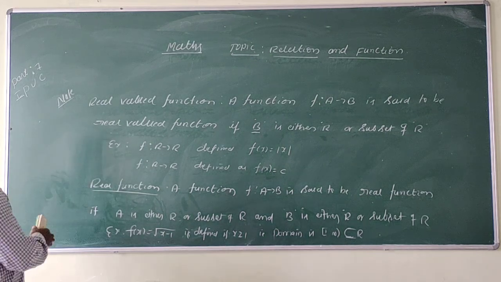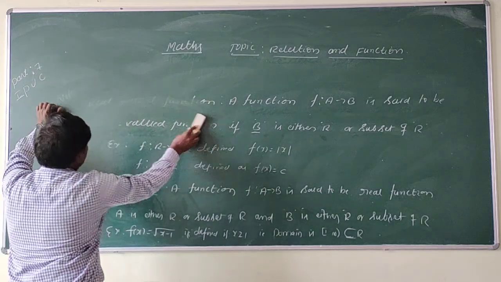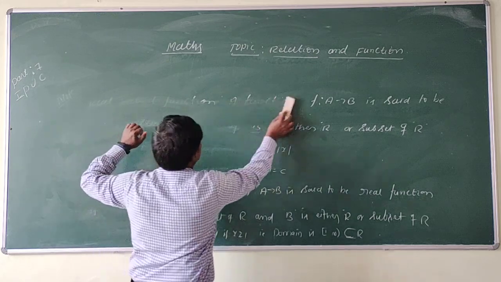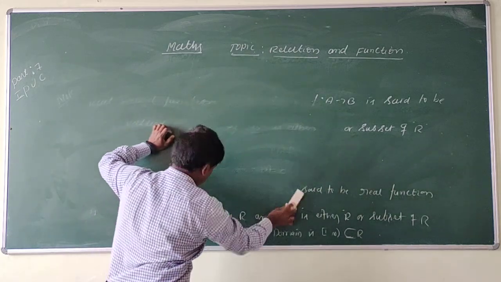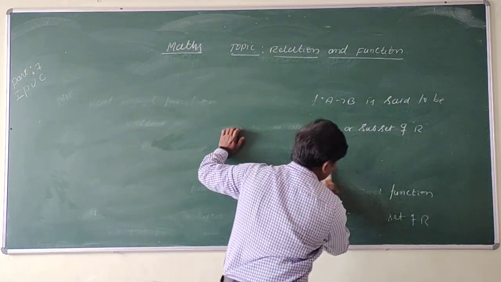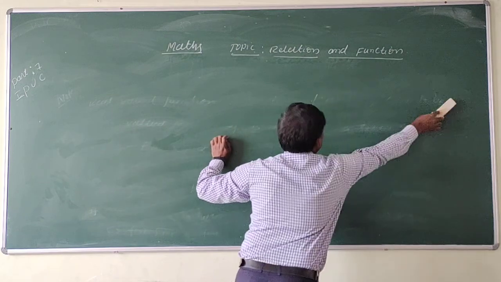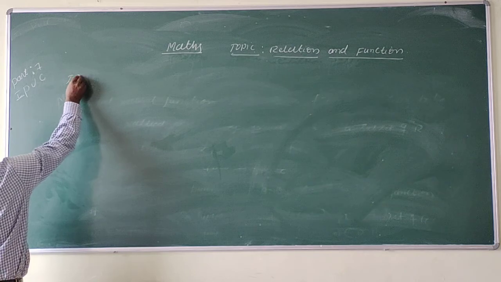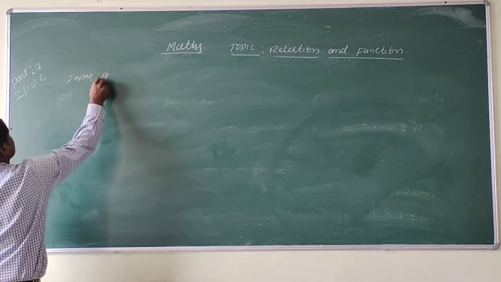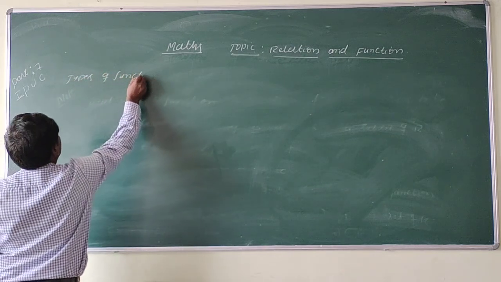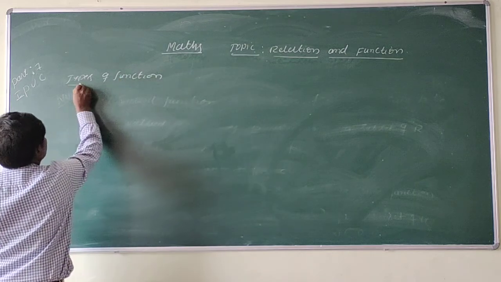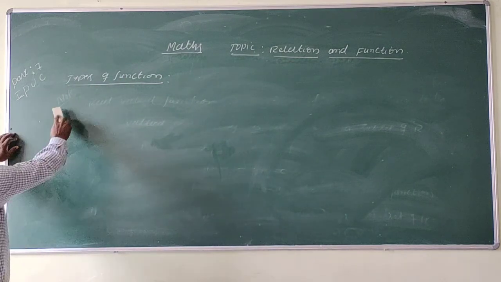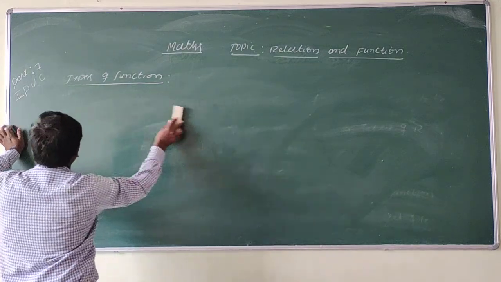So next, types of function. For your first PUC, in your first PUC, the first one is constant function.